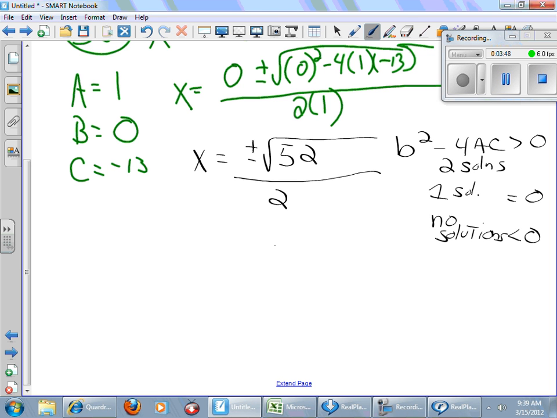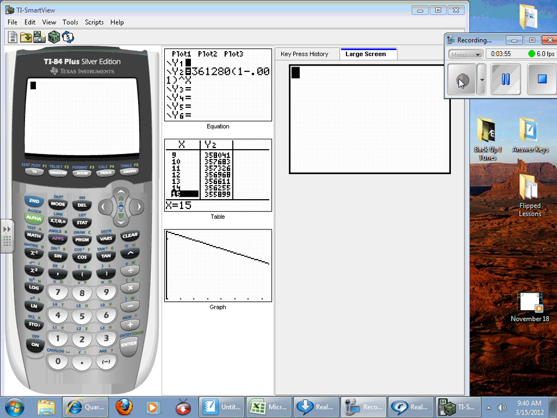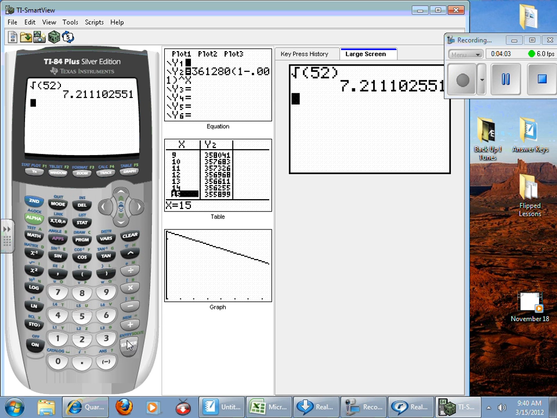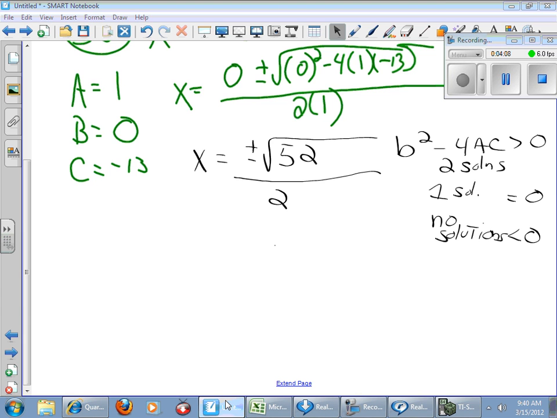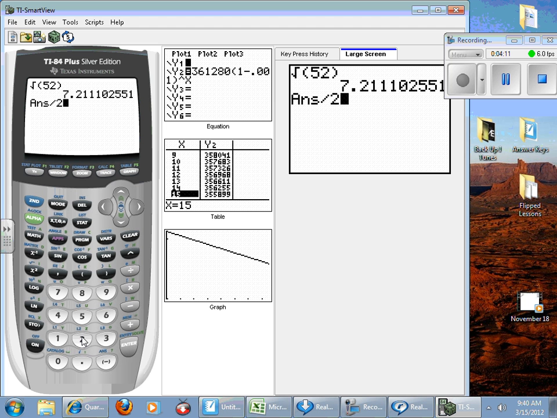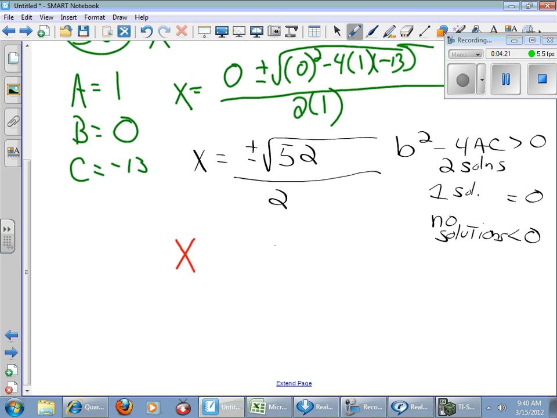All right, let me go to my calculator at this point, because I don't know the square root of 52 off the top of my head. I know it's a little bit more than 7. So I need the square root of 52, and then I need to divide that by, was it 2? Let me take a sneak peek. It was 2. And there we go. One answer, rounded to the nearest hundredth, is 3 and 61 hundredths. X equals 3 and 61 hundredths.